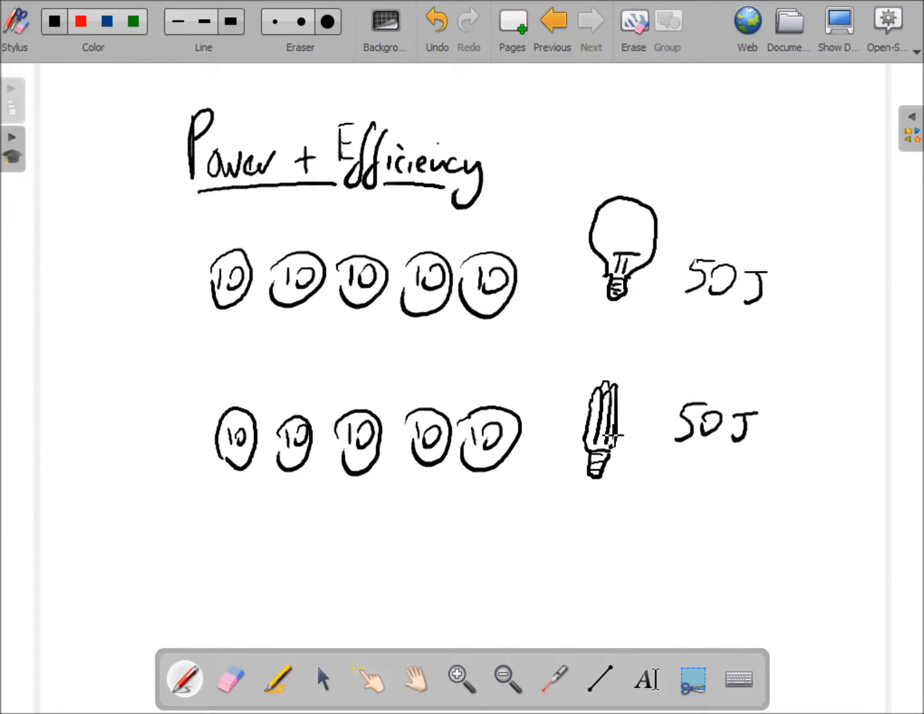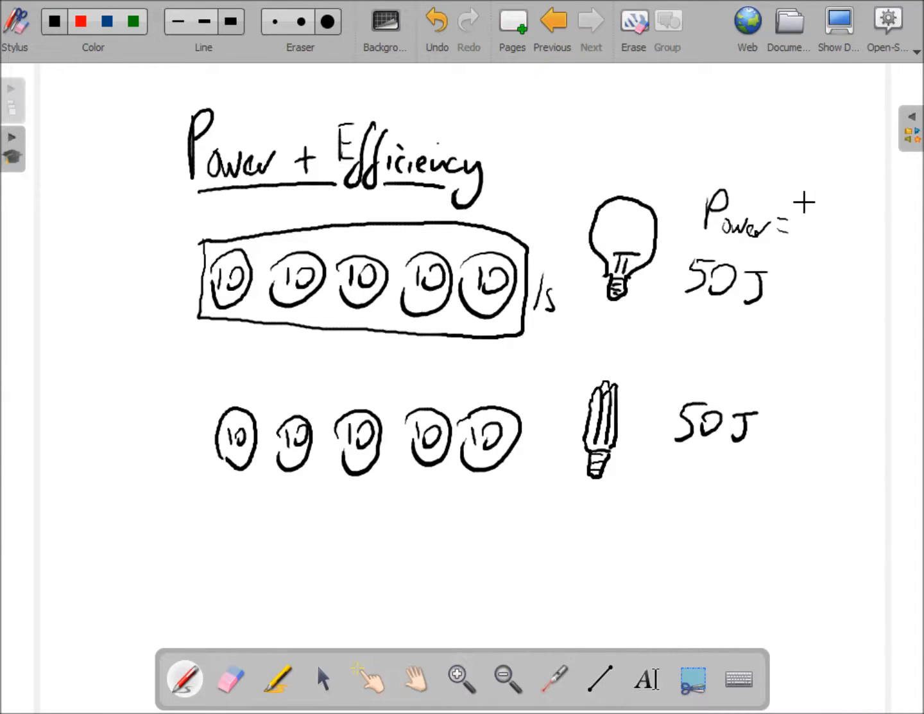Now we should know, hopefully, that this bulb here, the filament lamp, tends to use more energy in a certain amount of time than this lamp here. So let's try and put a measure to that. Let's think, what if this bulb here used all 50 joules of that energy in 1 second? We could then say it has a certain amount of power, i.e. it is transferring a certain amount of energy in a certain amount of time. And so an appropriate way of saying this might be that its power is 50 joules per second.